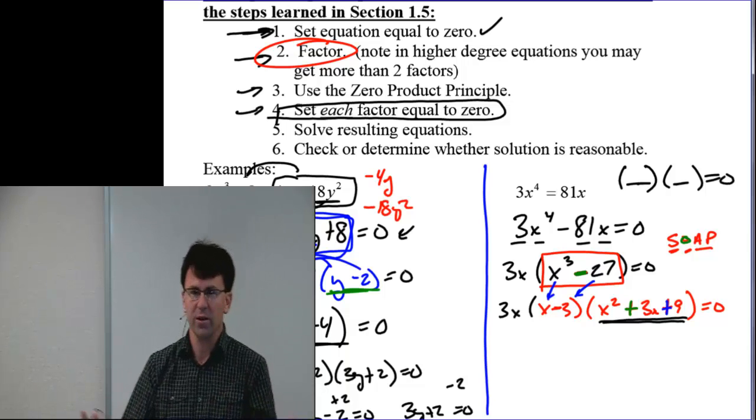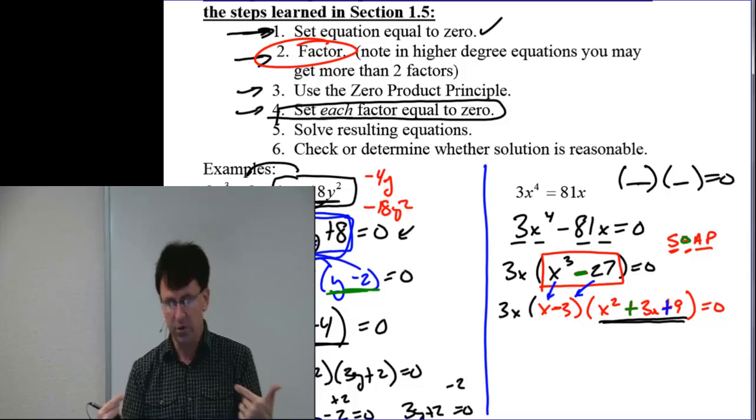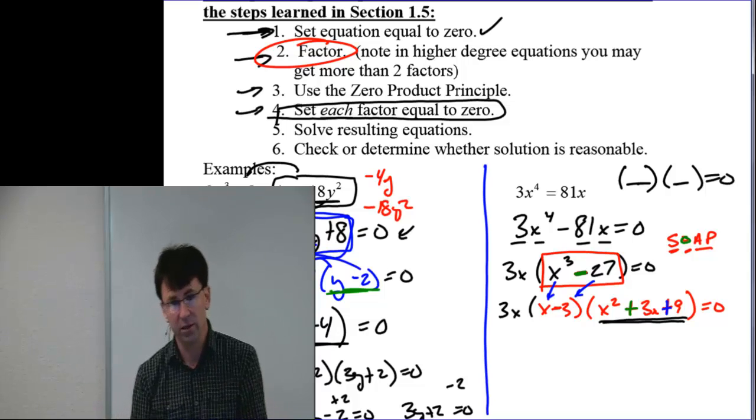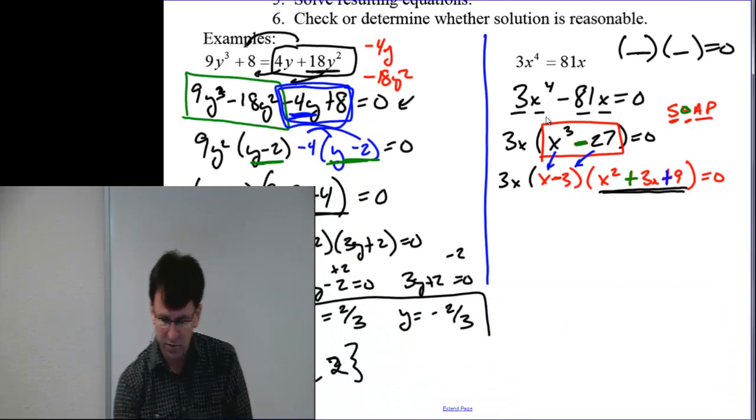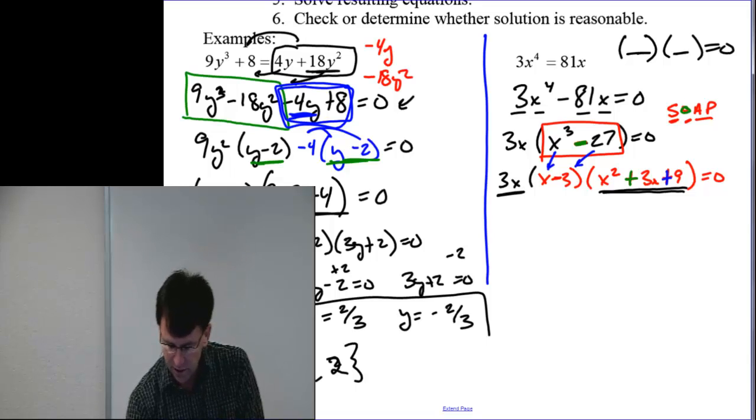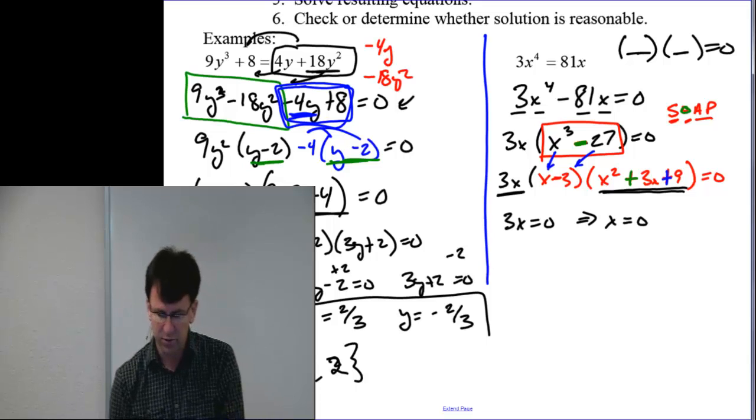And how we solve quadratics that we don't know how to factor, we could complete the square if we're looking for some extra work, or I could just simply use the quadratic formula to finish this up. So let's go ahead and set each factor equal to 0. I've got a 3x that's its own factor, so 3x equals 0, which really just implies that x equals 0 is one of the solutions.